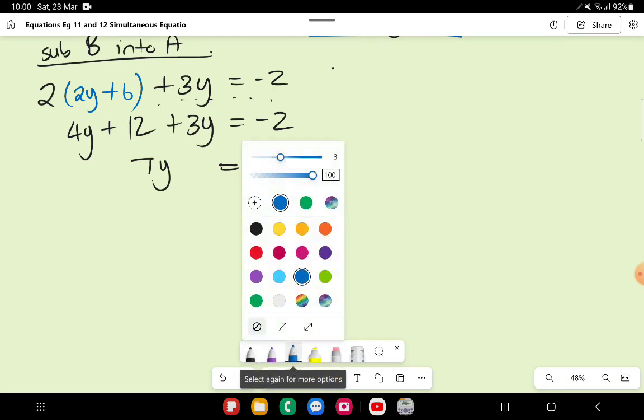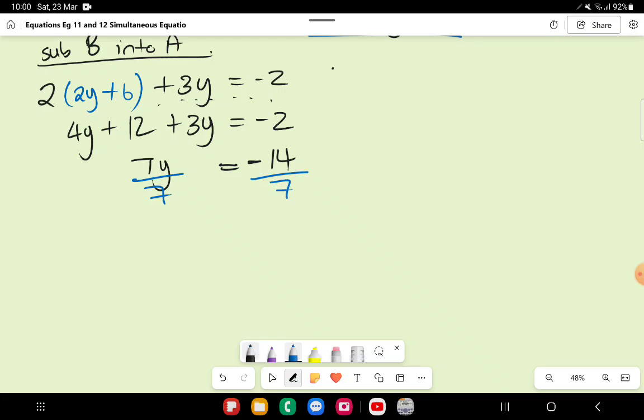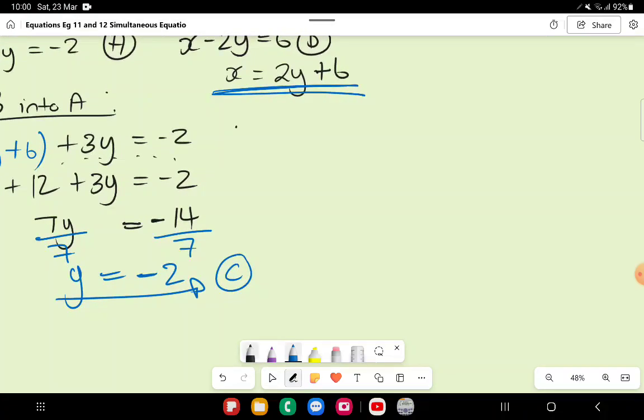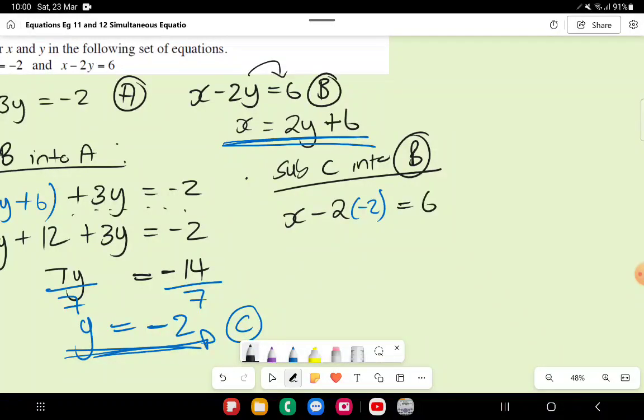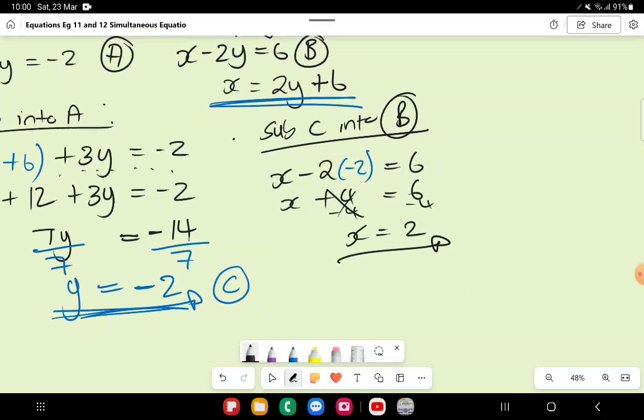Once I've done that, I can now divide by 7 on both sides, and this means that y ends up being equal to negative 2. Now I've got the value of y, and I can name this one C. Now I can substitute C into either equation, it doesn't matter which one. I'm going to use B. So x minus 2 times y, and y, according to C, is negative 2, equals 6. So x plus 4 equals 6, minus 4 on both sides. So x is equal to 2. So now I've got the two values: x is 2 and y is negative 2.